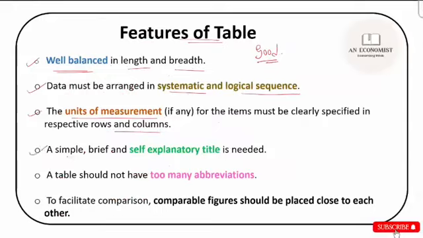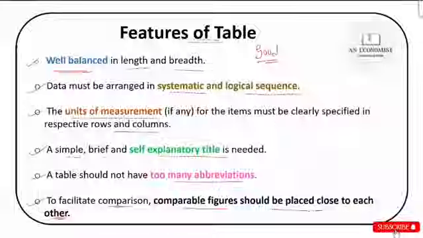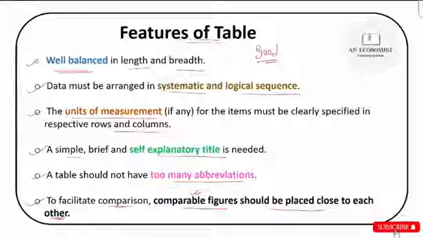Fourthly, a simple, brief, self-explanatory title is needed. A table should not have too many abbreviations, and also to facilitate comparison, the comparable figures should be placed close to each other. So if you have seen my previous videos, I have explained that one of the major tasks or functions of statistics is to compare the data, right? Compare similar data. So for that, a table is a very useful tool, right? You could place the comparable figures side by side so that we can compare them.